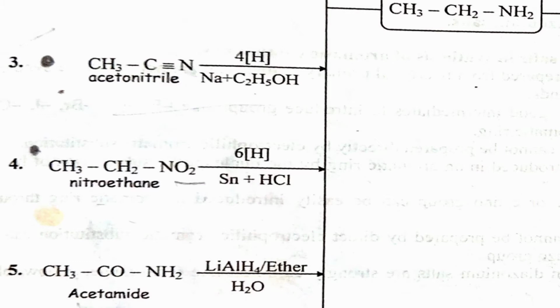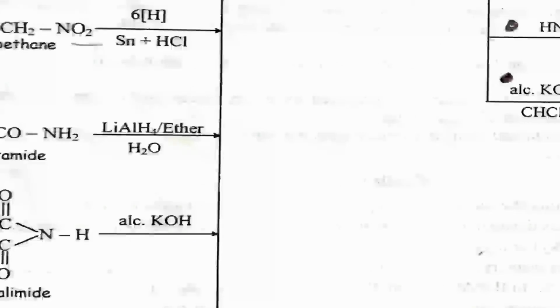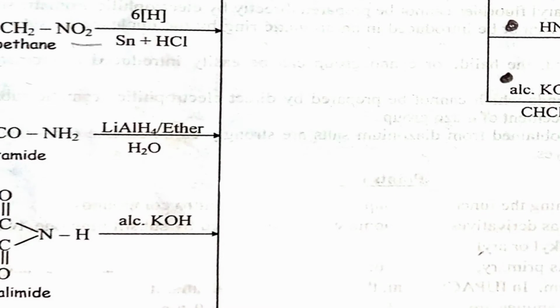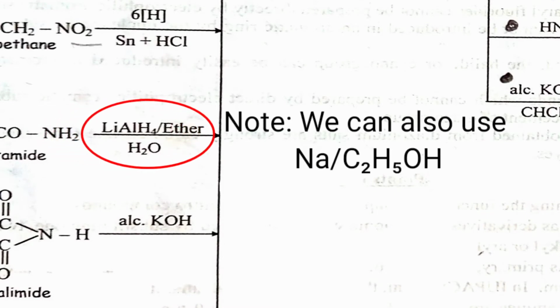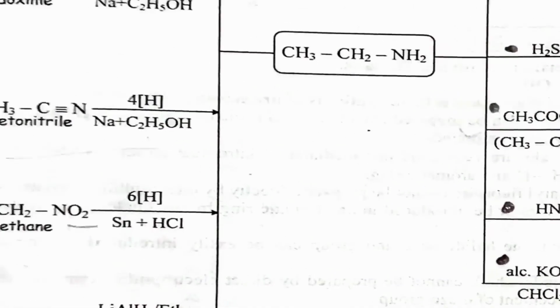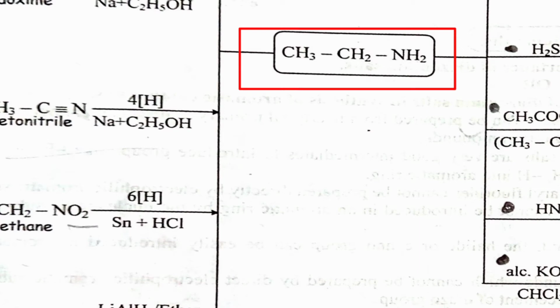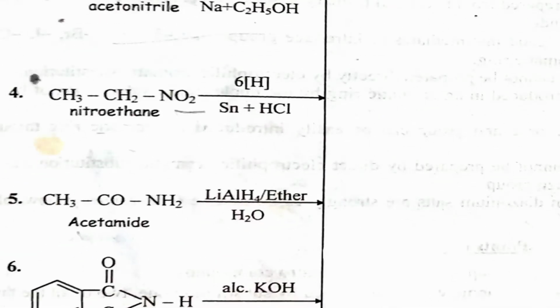Next, we are talking about acetamide, that is CH3CONH2. CH3CONH2 reacts with lithium aluminum hydride in ether, that is the medium is ether. After that you do hydrolysis. After hydrolysis the product is ethylamine, an alkyl amine. That product comes automatically from here.